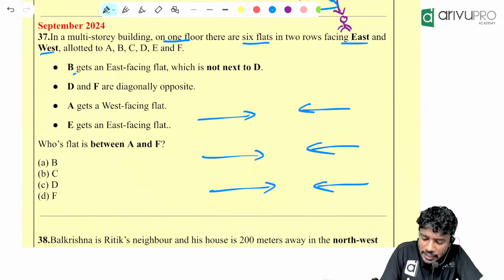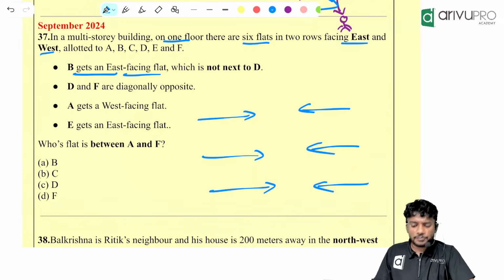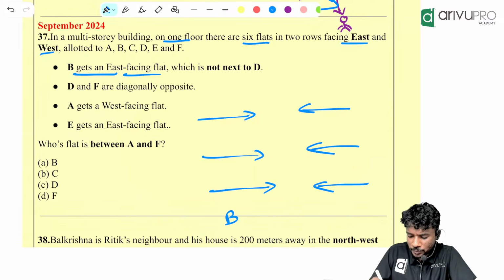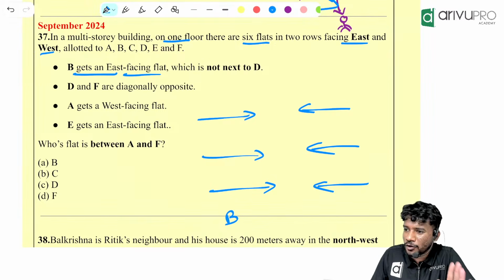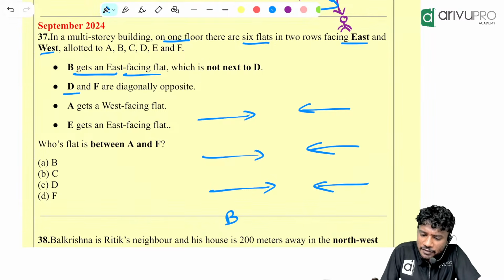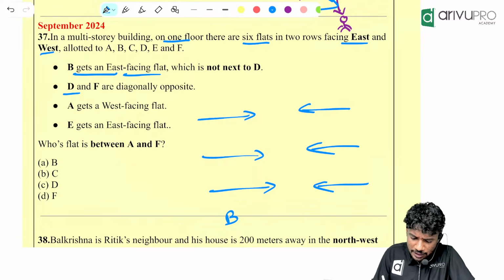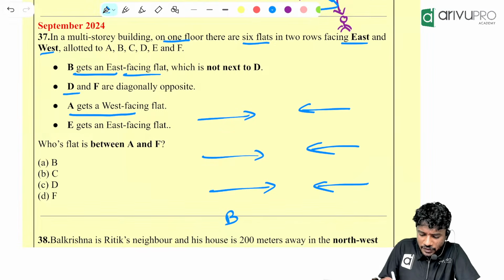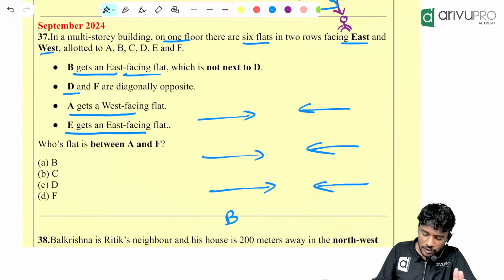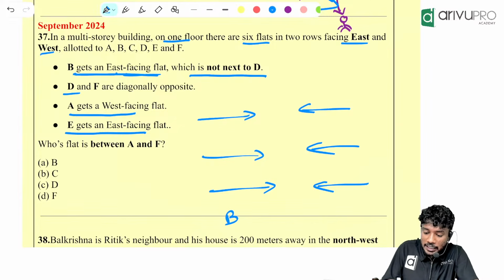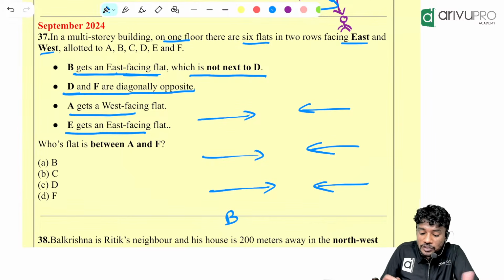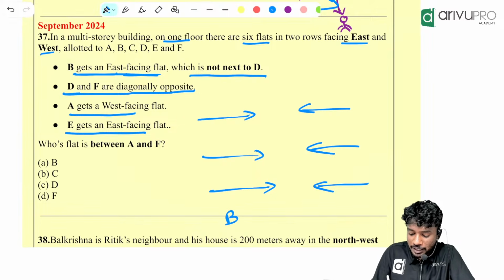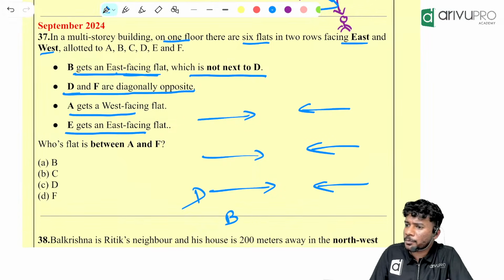Then, B is at an east facing flat. So B is somewhere looking towards east, in any of the 3 flats. I am just putting B over here. D and F are diagonally opposite. Can I start with something like that? No. A gets a west facing flat. E is an east facing flat. Which is the best one you can start with, people? B gets an east facing flat which is not next to D. D and F are diagonally opposite. Which is the best one to start off with? I'll just put D over here, randomly.